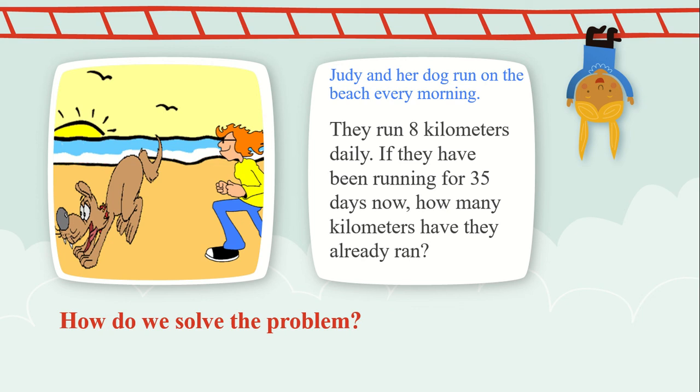So, as we've learned, first of all, we have to identify the problem, which means that we have to read it carefully one time, then read it a second time and highlight the important information before we start solving. So, identifying the problem. They run 8 kilometers. This is the first important information. If they have been running for 35 days. 35 days is the second important information. And what is asked is how many kilometers have they already run? The word kilometers must be there in the answer because the question says how many kilometers. Don't forget that.